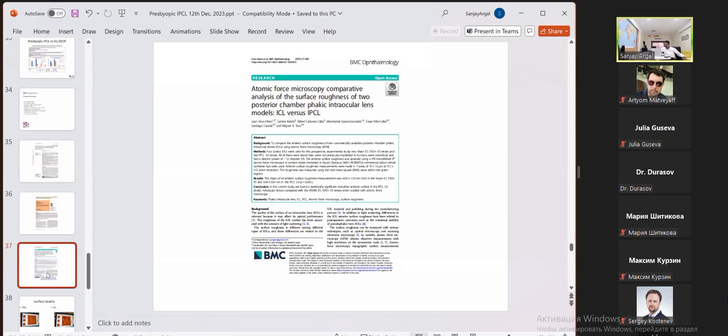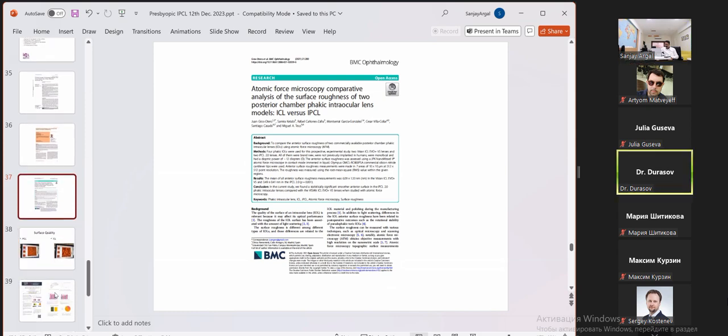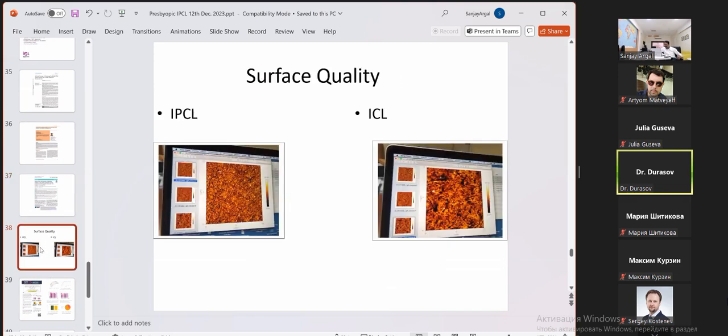And one of the European doctors from European University Madrid, another study, measured both IPCL and ICL on an atomic microscope to study the surface quality of both lenses. And he found IPCL surface is smoother than ICL.